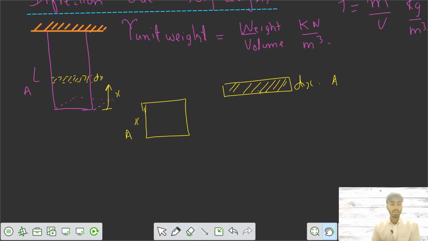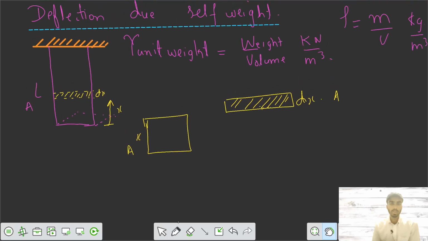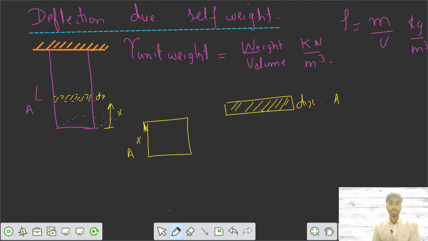Now see, the weight is always downwards. For this section, weight is always downwards. The weight of this part, we know, weight equals gamma into volume. So gamma is here. Volume for this part is area into x. This is your total area cross section and length. This is your volume. So weight of this part is gamma A x.